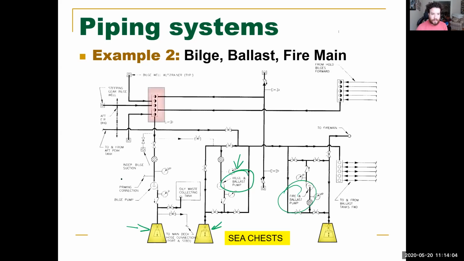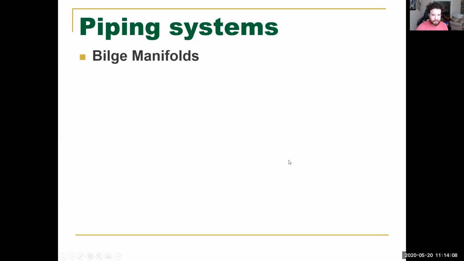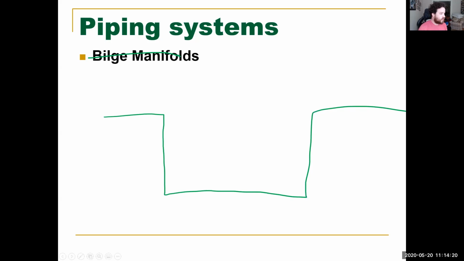And let's talk about, before we talk about bilge manifolds, let's talk about this. So a bilge in and of itself, like we talked about in the spring semester in class, a bilge is the bottom of the engine room. That is the lowest part that you can go.